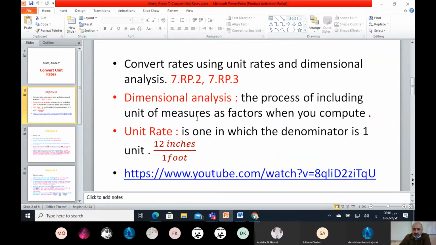Dimensional analysis means the process of including unit of measures as factors when you compute. So what's the meaning of dimensional analysis? The process.